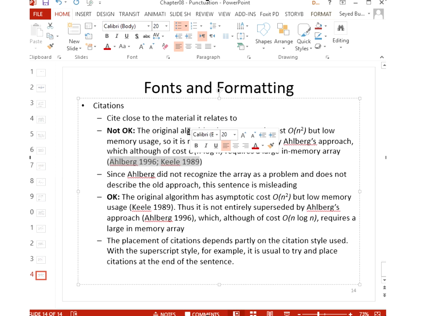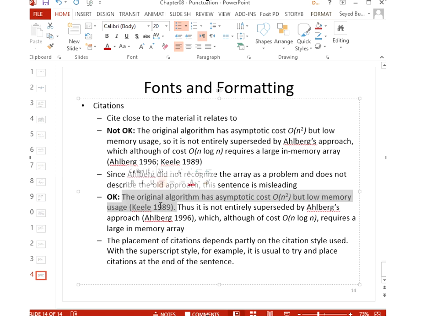Don't keep these two together. The sentence is about two people, so you can split it appropriately. The original algorithm has this asymptotic cost but low memory usage. This is done by this person, and cited by this paper, Keeley, 1989. Thus, it is not entirely superseded by this approach.